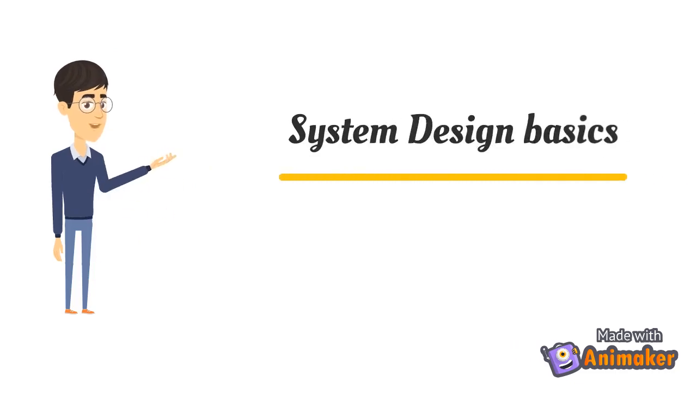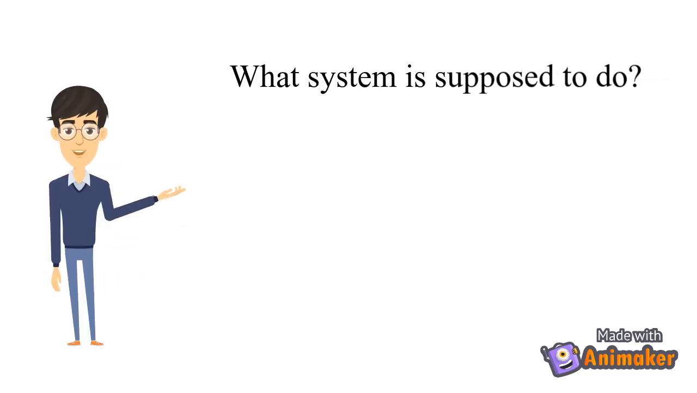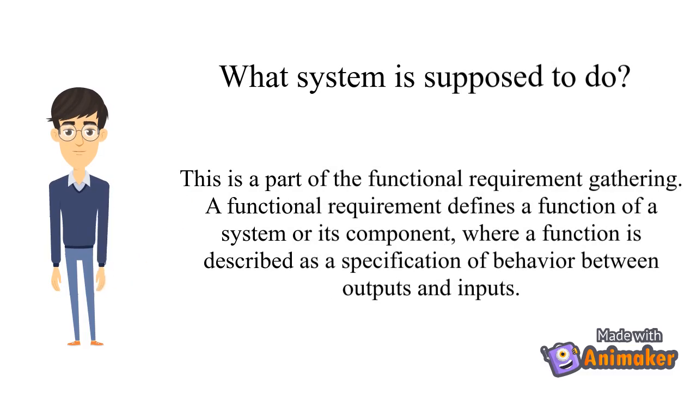System design basics. Whenever we are designing a large system, we need to consider a few things. What is the system supposed to do? This is a part of the functional requirement gathering. A functional requirement defines a function of a system or its component, where a function is described as a specification of behavior between outputs and inputs.